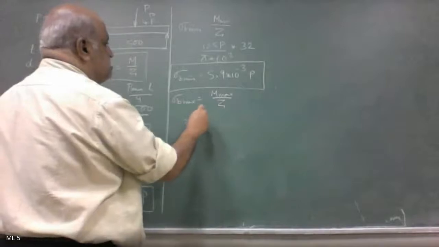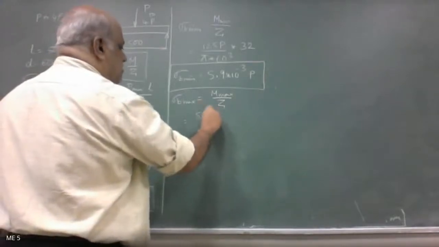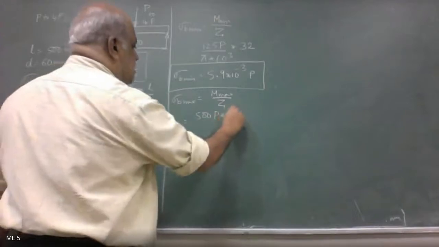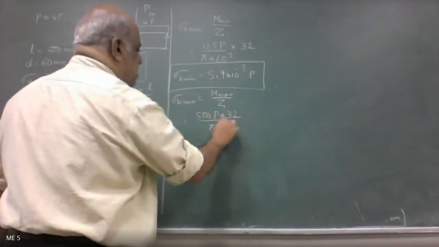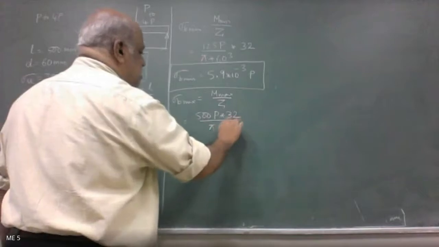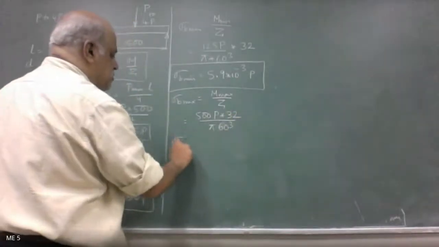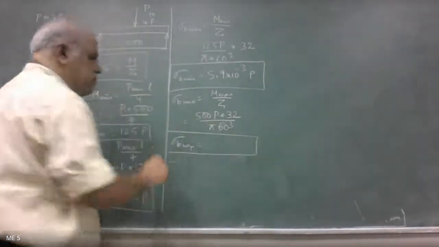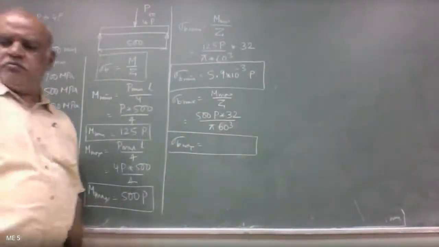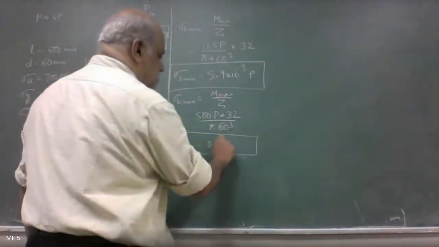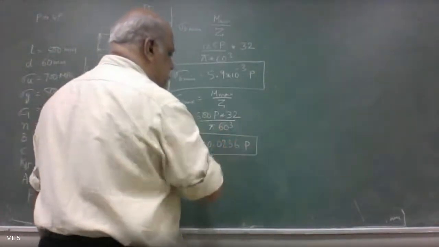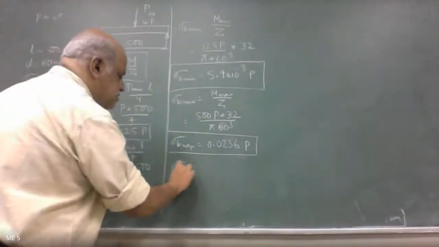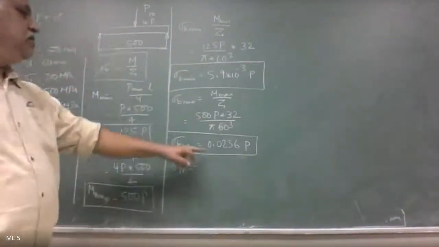M max is how much? It is 500 into P into 32 divided by pi into 60 cube, that is pi d cube. Okay, so with this I am going to get sigma max equal to 0.0236 times P.